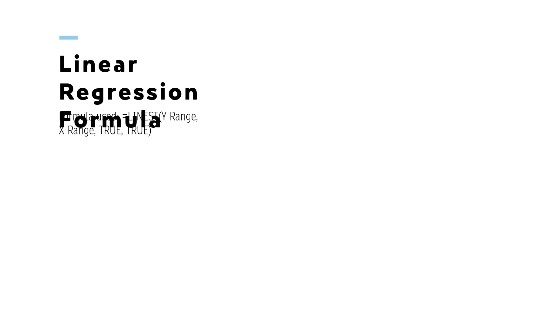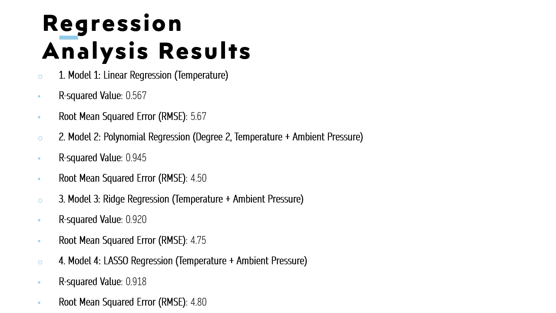So the formula we used in Excel for the regression analysis is LINEST, open bracket, Y range, comma, X range, comma, TRUE, comma, TRUE. This formula calculates the coefficients for our model, giving us insights into how each feature affects the target variable.